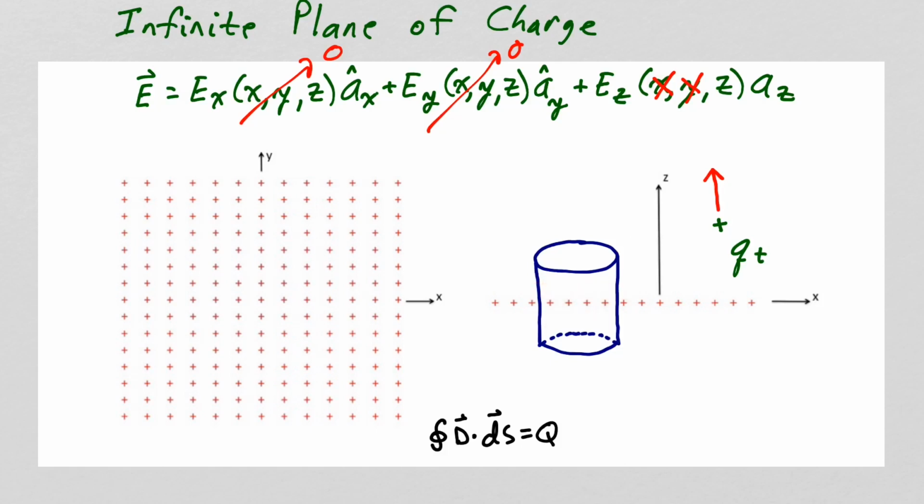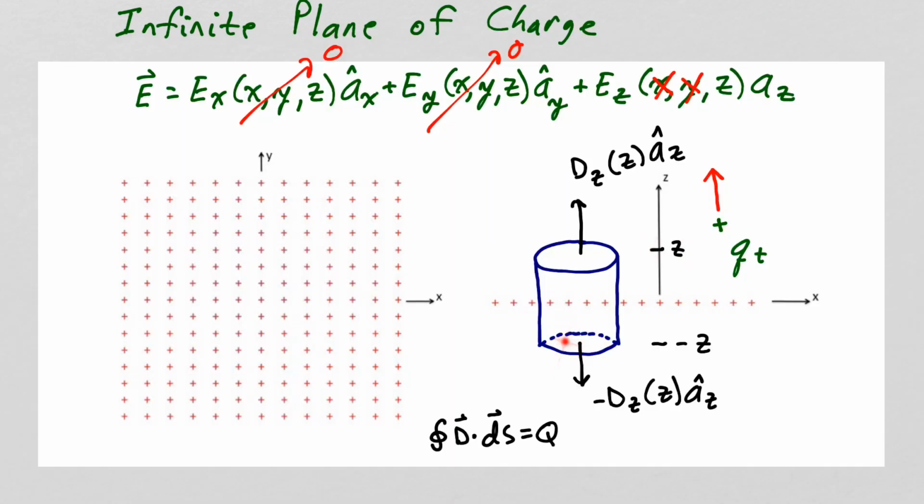So no electric flux is going to go through the sides of our Gaussian surface. If the top surface is at z and the bottom surface is at minus z, the electric flux density field will have the same magnitude on the top and the bottom, but on the top it will point in the plus z direction, on the bottom it will point in the minus z direction. On the top surface, dS will be dx dy in the plus z direction, and on this bottom surface it will be dx dy in the minus z direction.